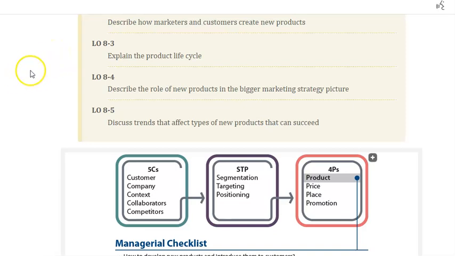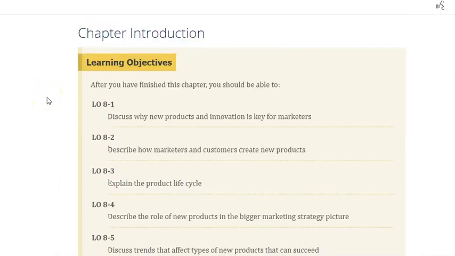So anyway, it's an exciting part of marketing, one I spend a lot of my time in. So I can attest to that. It's a lot of fun, but it's also very challenging.